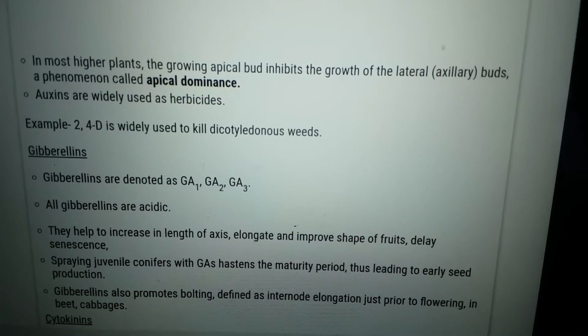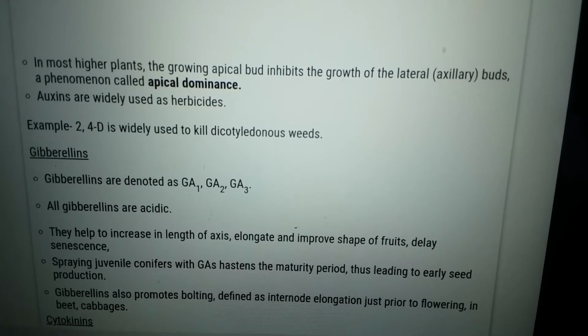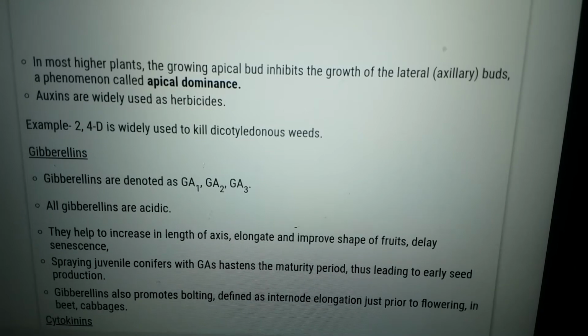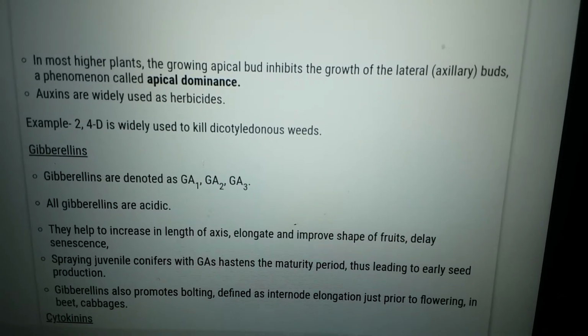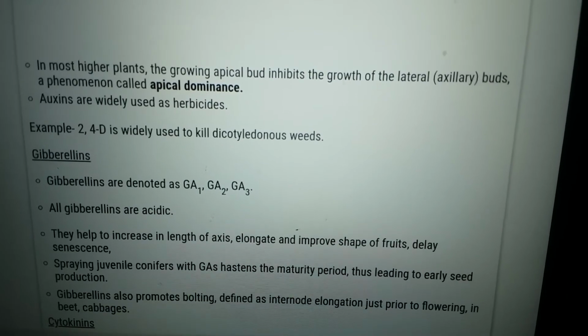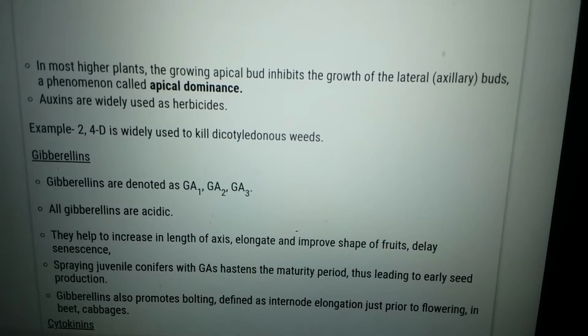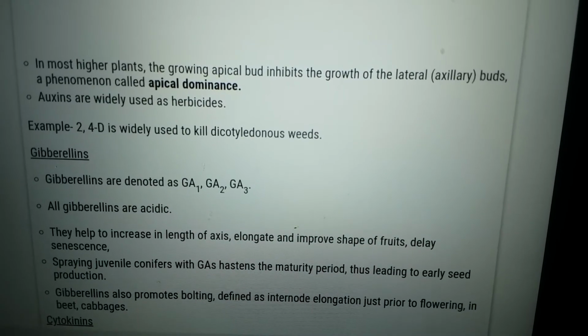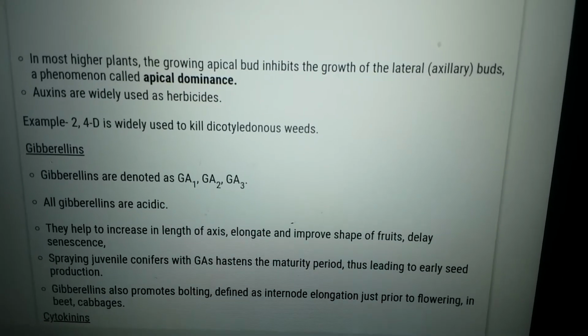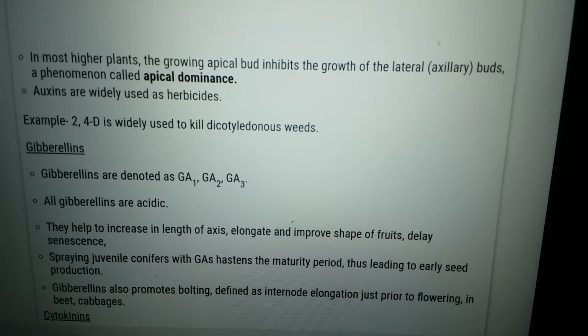Gibberellins also promote bolting, which is defined as internode elongation just prior to flowering, which occurs in the case of beets and cabbages. In beets and cabbages, there is internode elongation, and that is promoted by gibberellic acid or gibberellins.